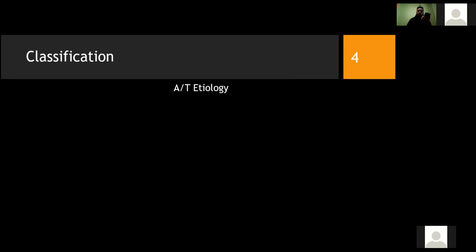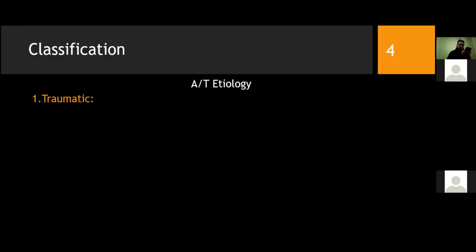Regarding the classification, basically there are two broad classifications, namely traumatic pneumothorax and atraumatic pneumothorax. However, the classification can be further subdivided according to etiology, according to physiology, and according to size. Let's see the classification according to etiology. It is traumatic pneumothorax. Traumatic pneumothorax is caused by any blunt or penetrating chest trauma like gunshot injury or road traffic accident, fracture, etc.